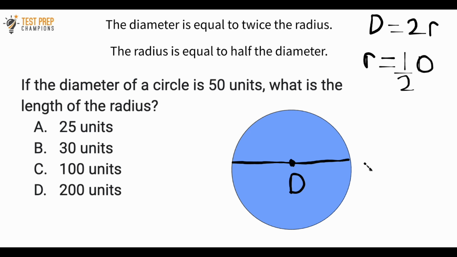However you want to memorize it, the point here is that to get the question right, we have to cut the diameter in half. So if the diameter of the circle is equal to 50, we want to divide that by 2, and 50 divided by 2 is 25, so A is the correct answer.